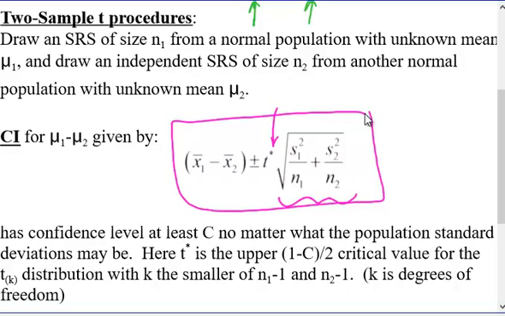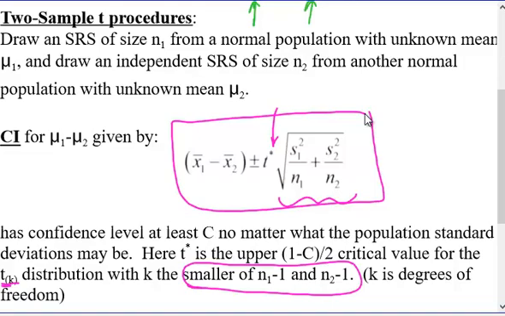So then down here, it talks a little bit about the T_k distribution. So the k represents our degrees of freedom. And to find the degrees of freedom, we take the smaller of the two: n1 minus 1, n2 minus 1, you use whichever one's smaller. It gives you a wider interval. It's a little safer. Then we can do that calculation.